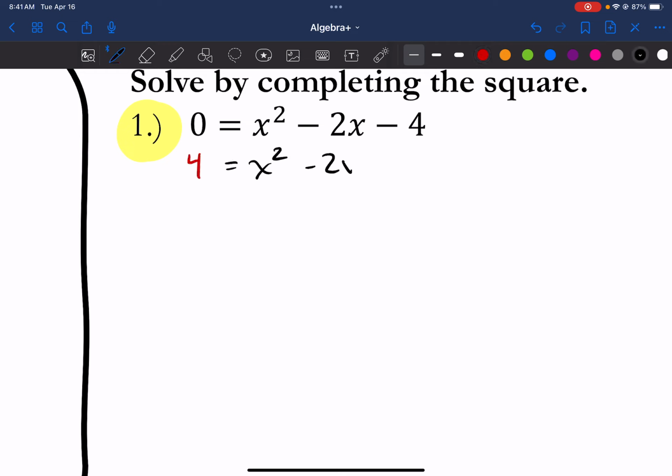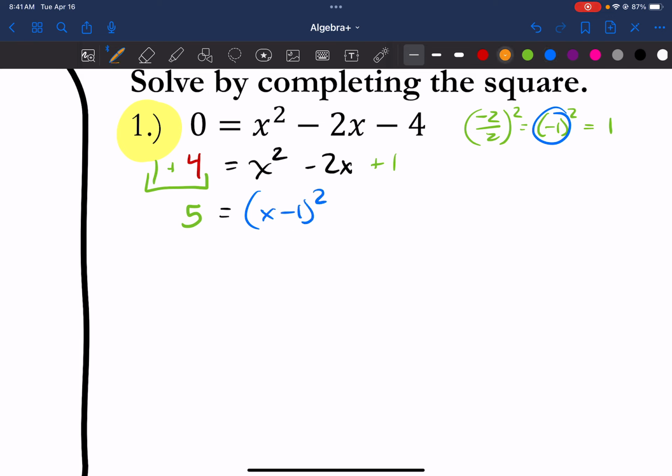x squared minus 2x. I'm going to do b over 2 squared, which is negative 2 over 2 squared. Negative 1 squared, negative 1. So I'm adding 1 to both sides. I get a 5. And on the other side, when I factor it or use this number, I get x minus 1 squared. I take the square root, and this is where I get that irrational solution. Although I get x minus 1 here, on the other side, I actually just get positive negative root 5, however you want to say it.